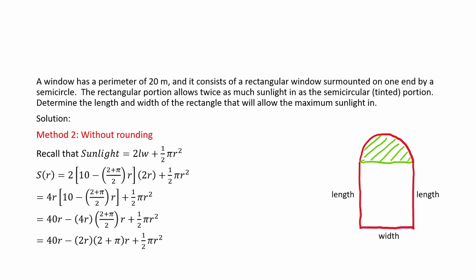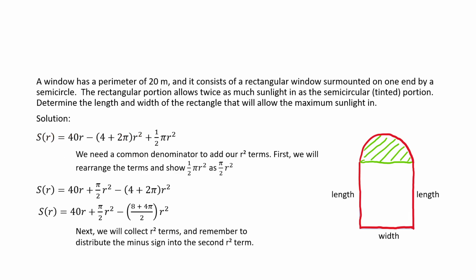Now, what if we didn't use rounding? So the rest of this is just going to confirm those answers, but again, show you that it's possible to do this without rounding. We already have an expression for L and we already have an expression for W in terms of R. Doing a little bit of distributing, we end up getting an expression for sunlight as 40R minus 2R times the quantity 2 plus pi times R plus 1/2 pi R squared.